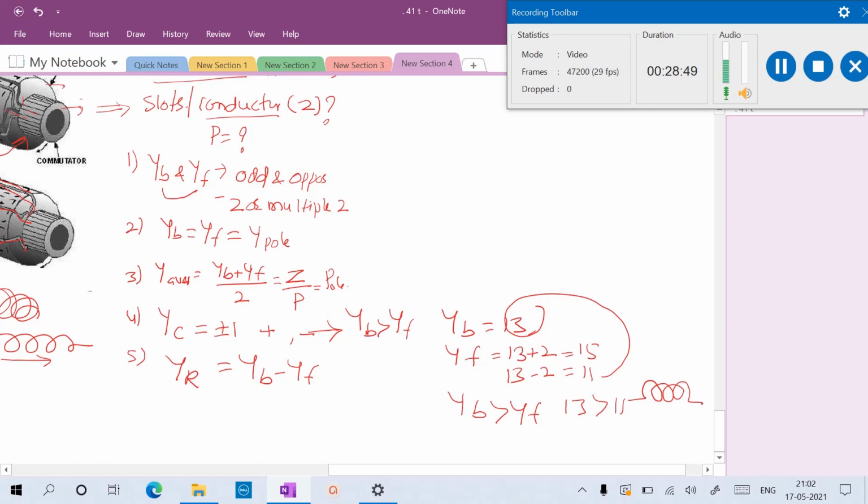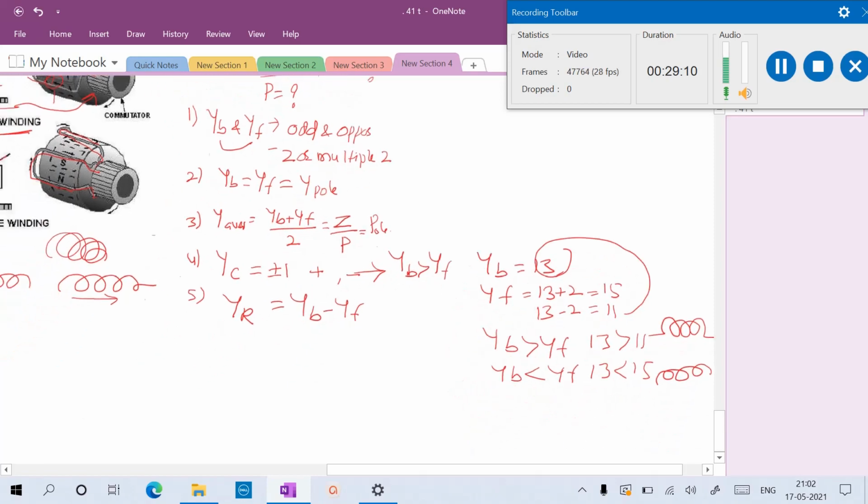Then the commutator pitch is YC equal to plus 1. If YB is less than YF, that means here 13 is less than 15, then the winding is retrogressive. In that case the commutator pitch YC is equal to minus 1. So these are the things you should remember.